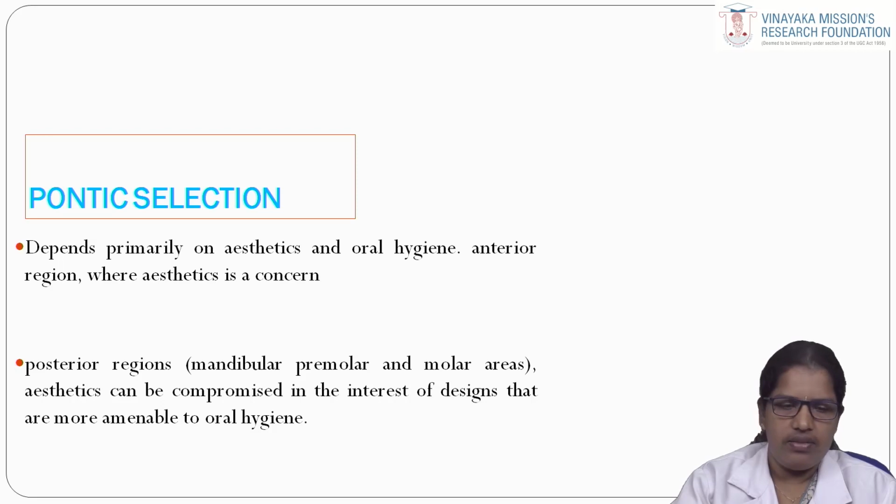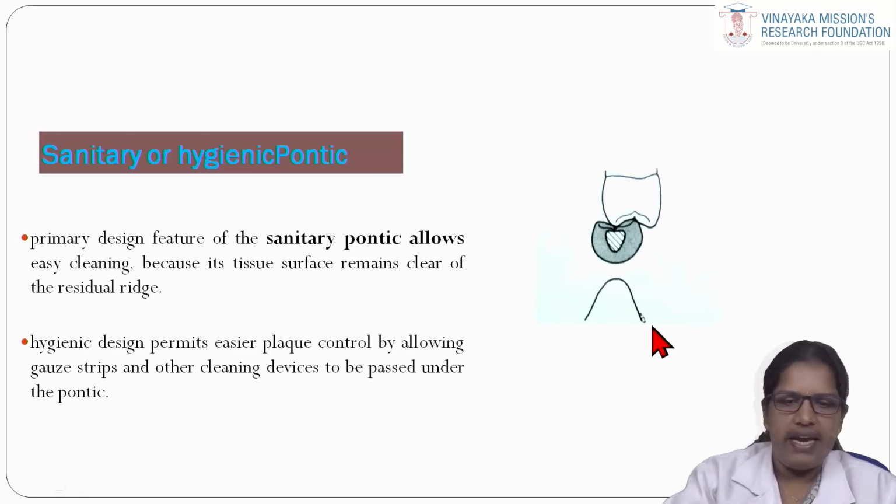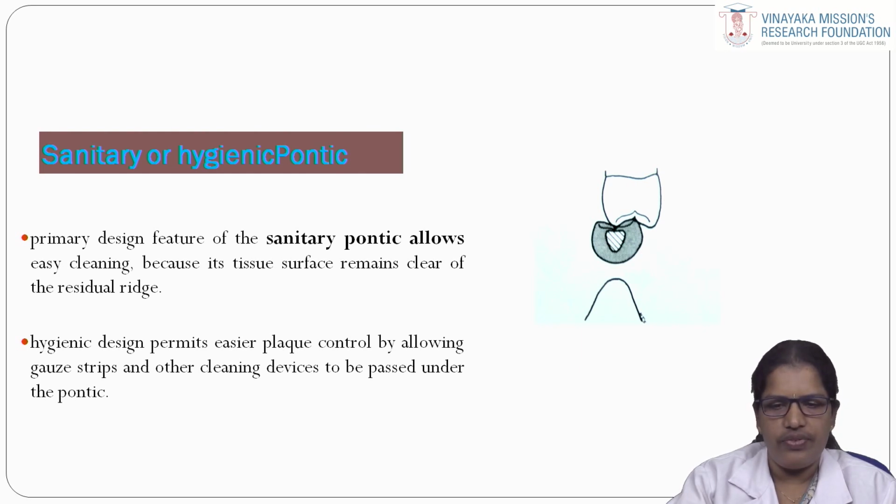The Pontic selection basically depends primarily on aesthetics and oral hygiene, especially aesthetics in the anterior region, where it is a prime concern. In the posterior region, aesthetics can be compromised in the interest of designs that are more amenable to oral hygiene. In the sanitary or hygienic Pontic, the primary design feature allows easy cleaning because its tissue surface remains clear of the residual ridge. The hygienic design permits easier plaque control by allowing gauze strips or other cleaning devices under the Pontic.